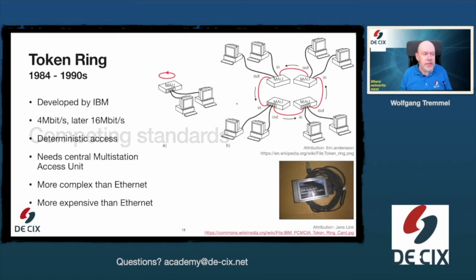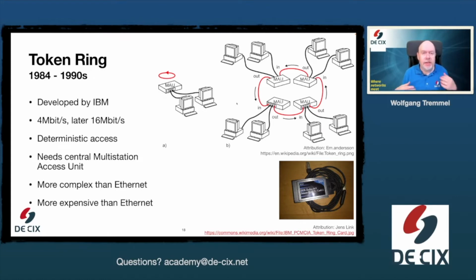There also was Token Ring. Token Ring was invented by IBM, and they had a patent on it, and if you wanted to use it, you had to pay license fees. The speed of Token Ring was first 4 megabit per second and later 16 megabit per second. That sounds less, but Token Ring had what some people saw as an advantage. It had a deterministic access mechanism.